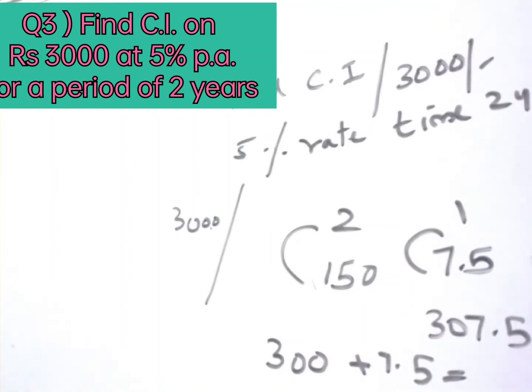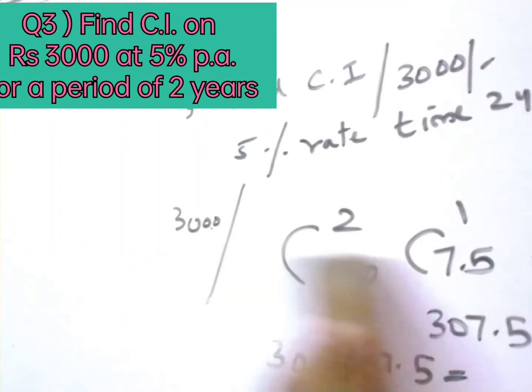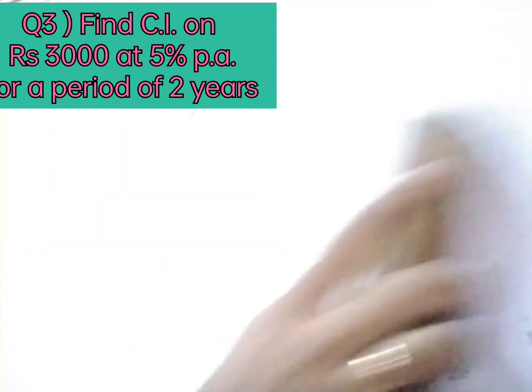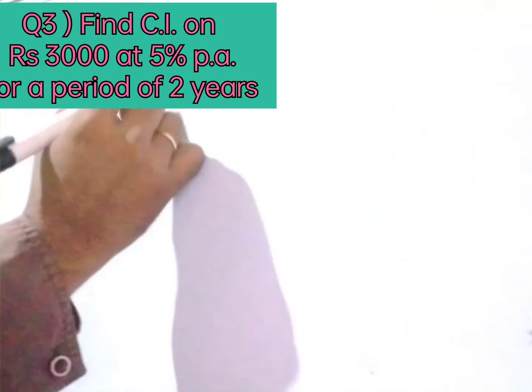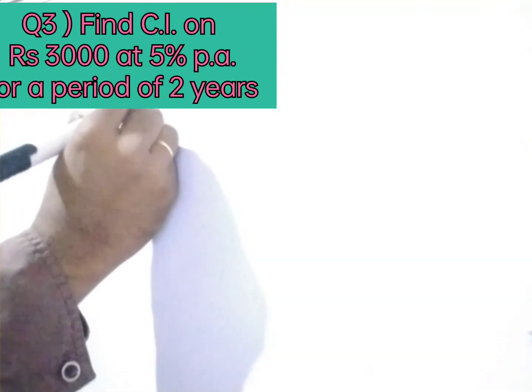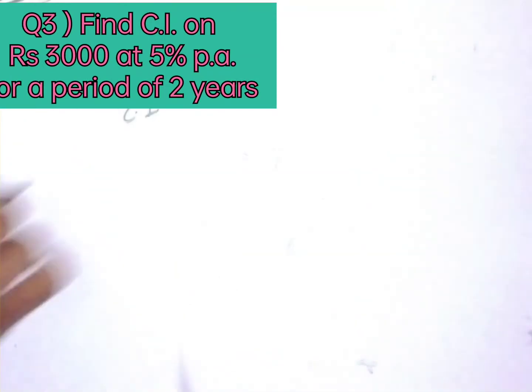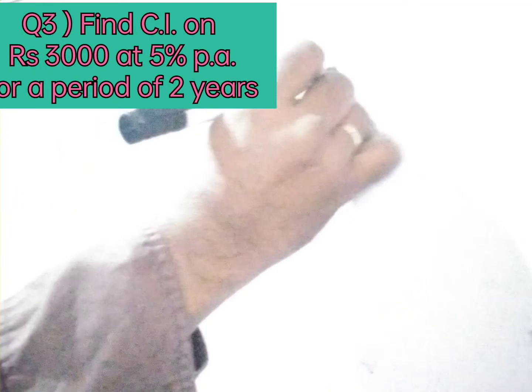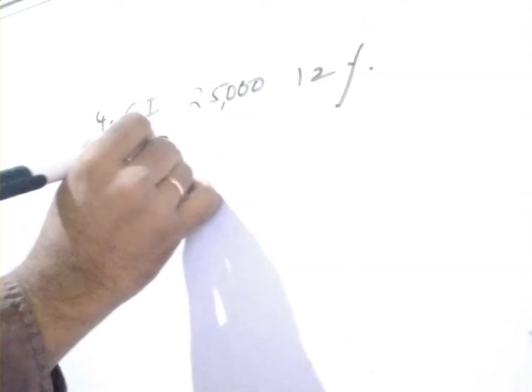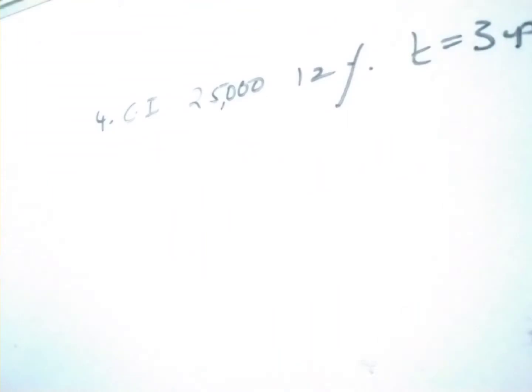This is question number 3 done. Now we go to question number 4. So we have to remember 2, 1. In the same way, find compound interest for 25,000 rupees at 12% compounded annually. Time is equal to 3 years, compounded annually.